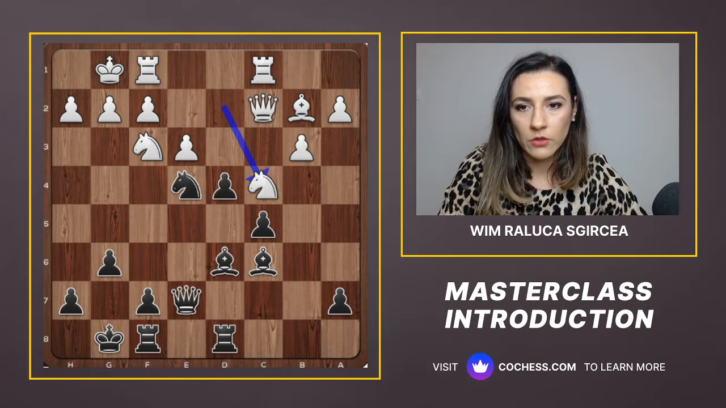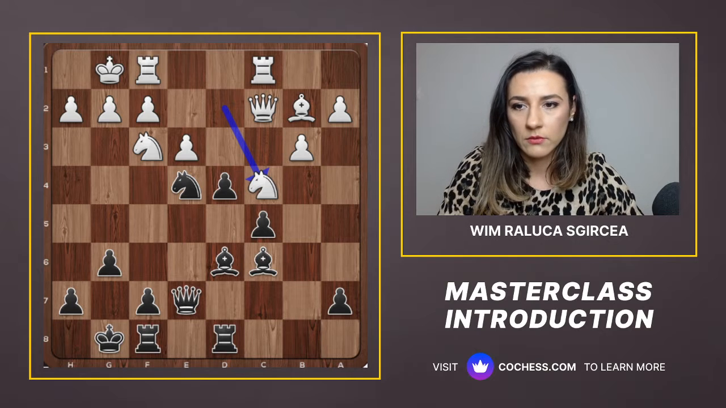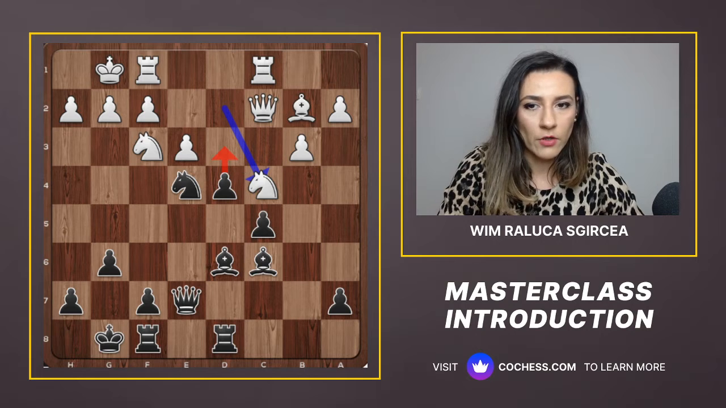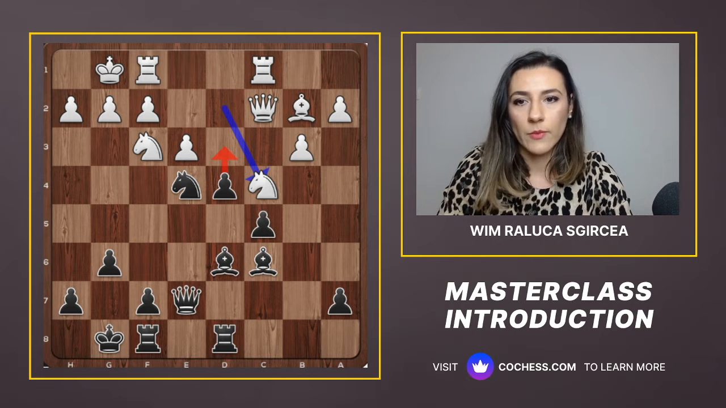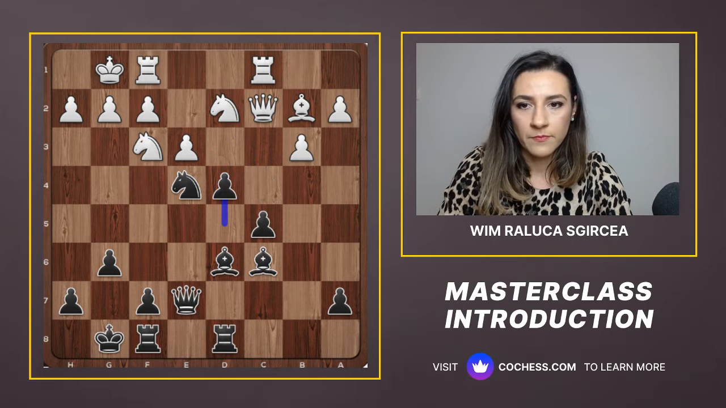I think we could even play d3 here. This looks very good. D3, because queen d3, I have bishop takes h2. Now, this should also be very, very good for black. So it probably doesn't matter too much which way we start. They are going to transpose, knight takes or d4 first.